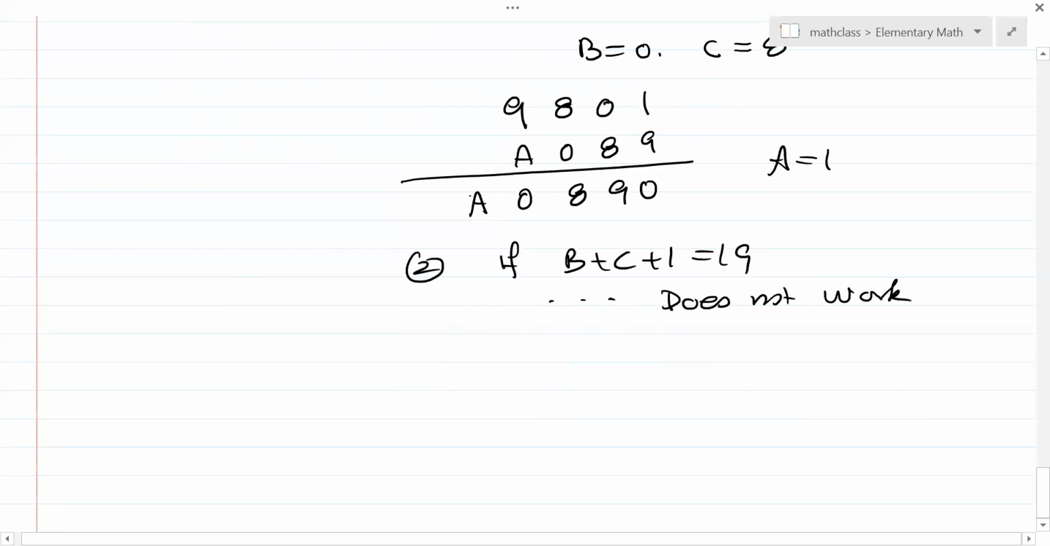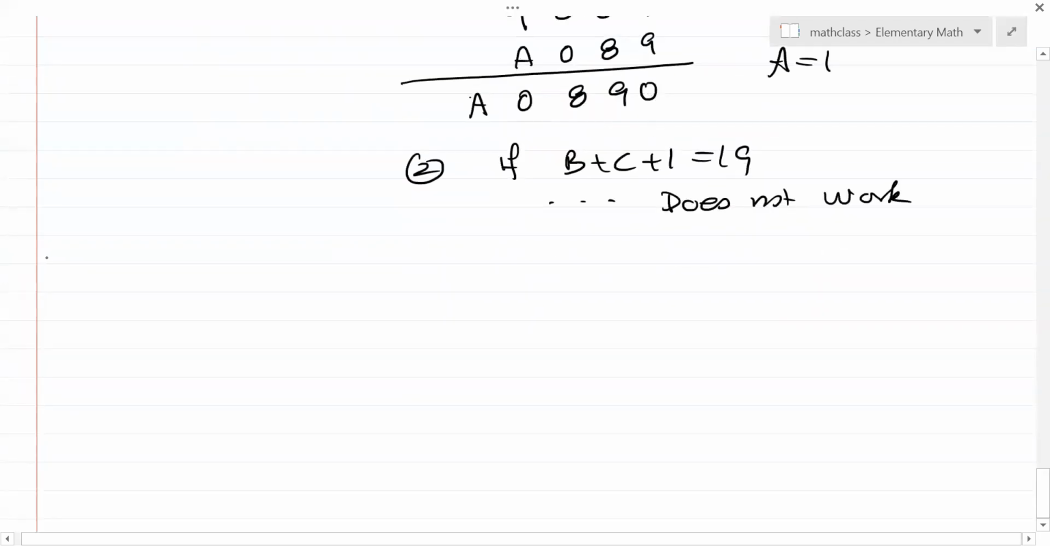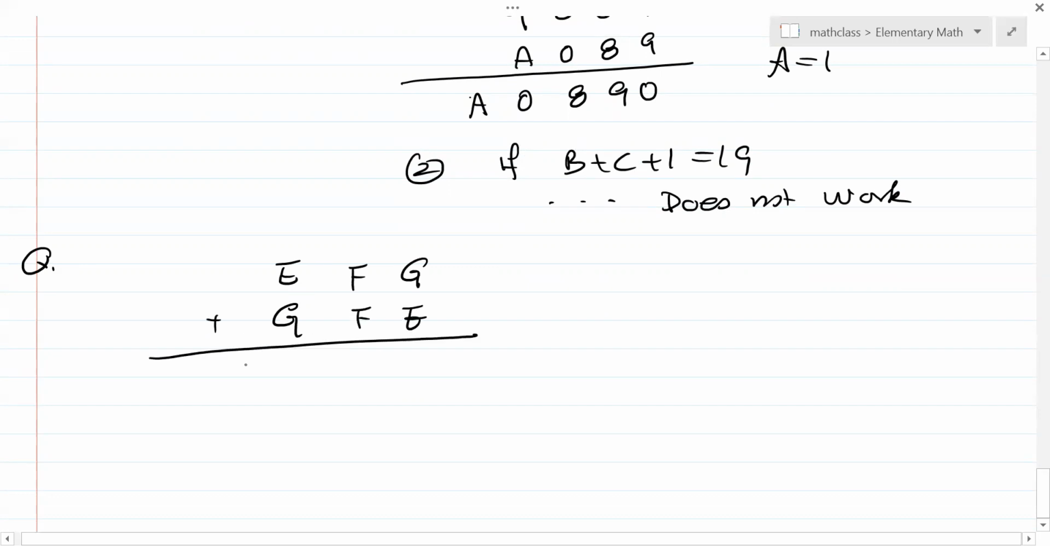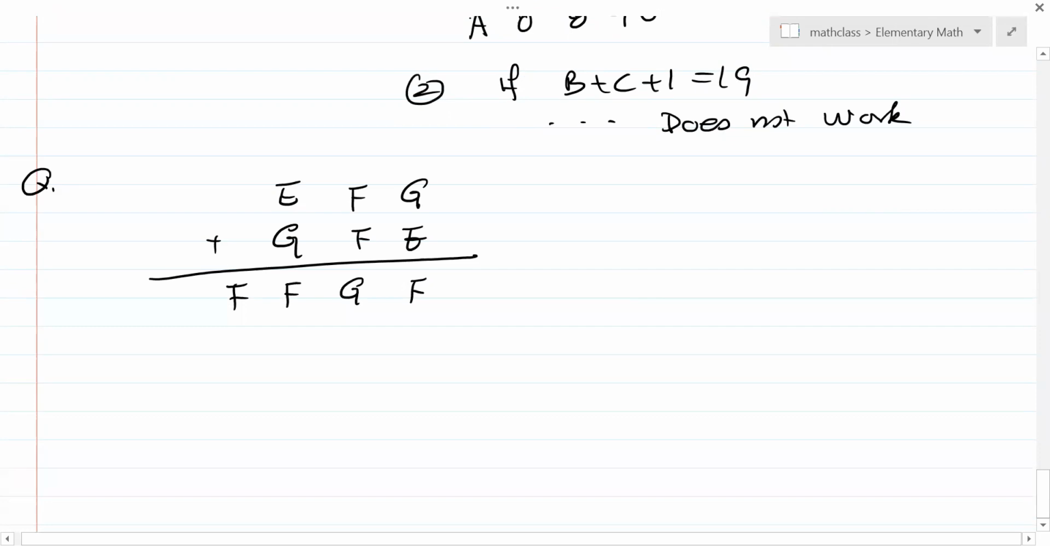Okay, try another one. We have A E, F, G, and G, F, E, and add them together, I get F, F, G, F. So many F's. So what are those three numbers?